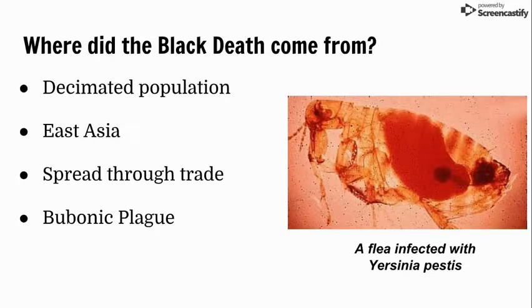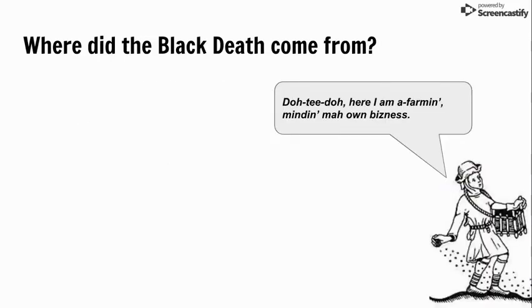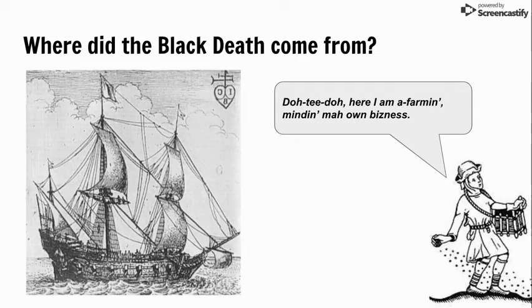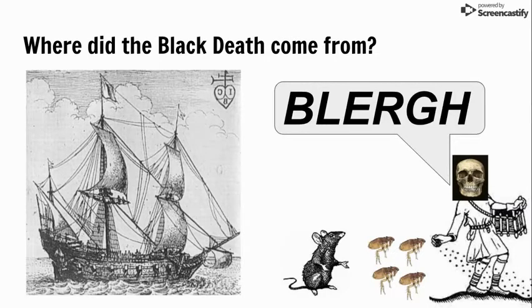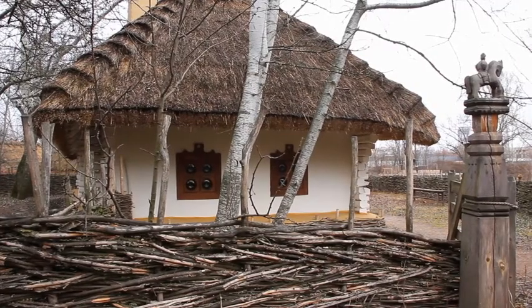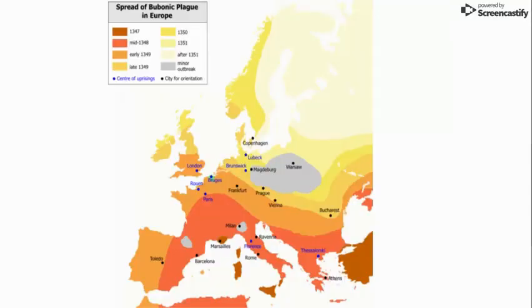So fleas would get that from, here's the official process. So a farmer would be tending his beef. Here I am, a farmin', minding my own business, circa 1347. And then you would have the trade spreading the plague. There'd be a dead rat infected with that plague. The fleas would be like, munch, munch, time for lunch. Get on that farmer, and blurg, he would die. And rats actually loved medieval peasant houses because they had thatched roofs, and that's kind of perfect climate for rats. And here is a map showing where and when it spread.